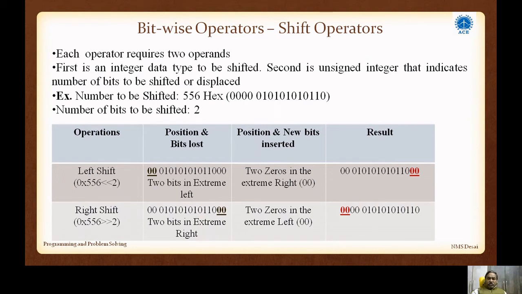Now, since I have to shift by 2 bits, you can see here the position of the bits to be lost, underlined and put in bold. The 2 bits in the extreme left are to be gone, and 2 zeros in the extreme right are to be inserted. So what happens? These two will be pushed away and 2 more zeros will come. And what is the change in the number? So this is how it is coming, right?